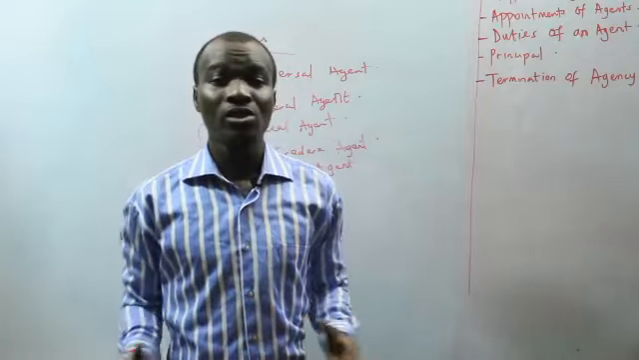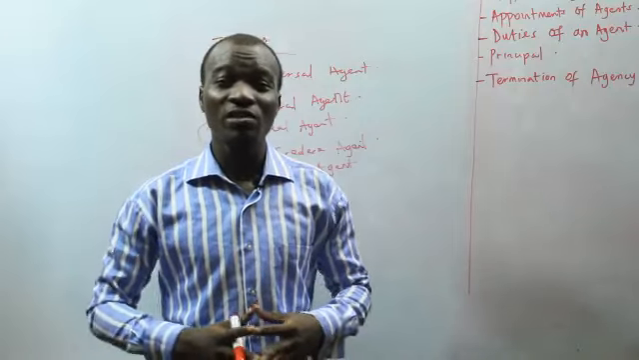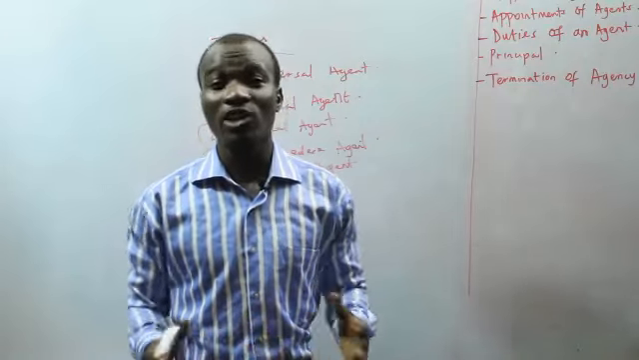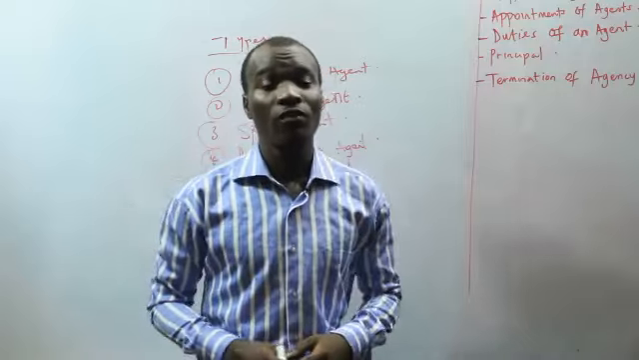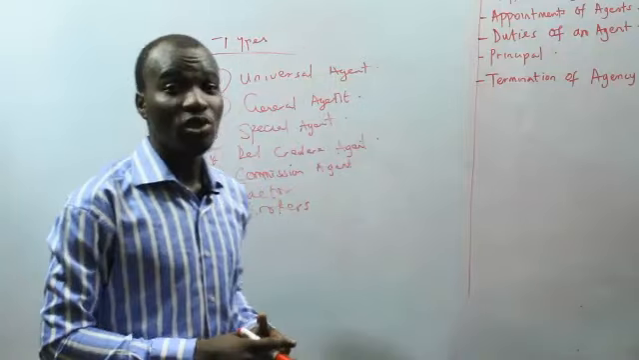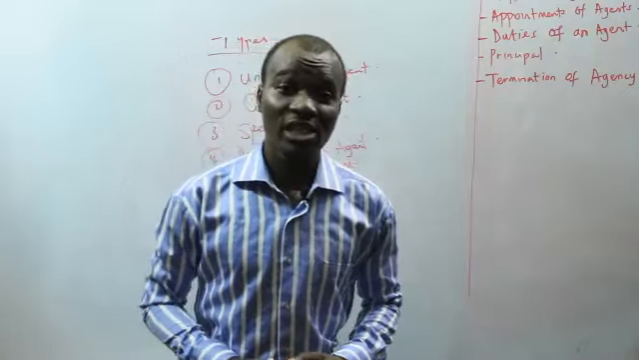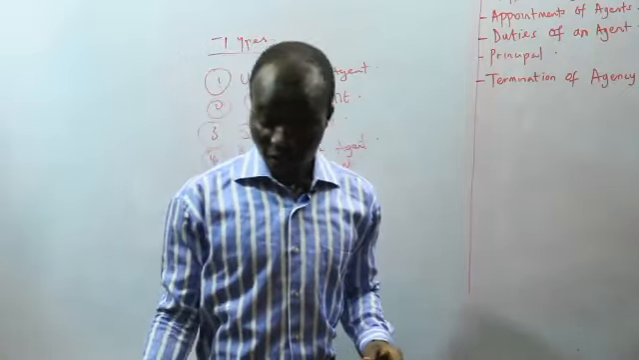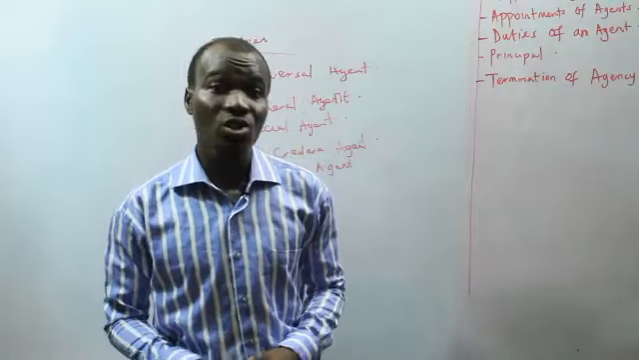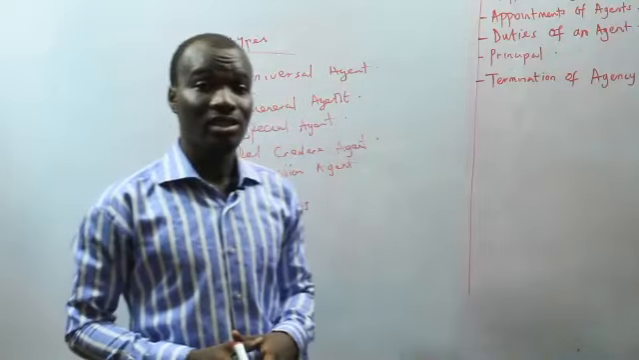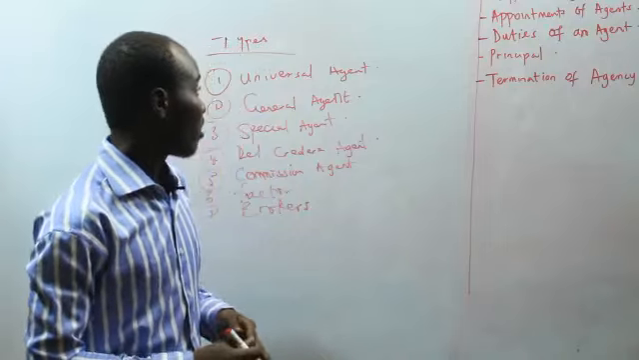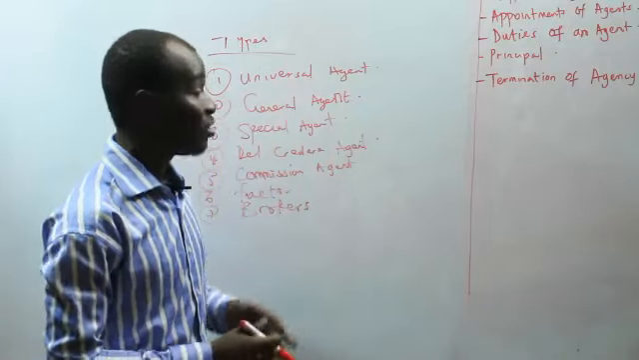He is not restricted in his performance. He can perform any kind of action in the contract of agency. So any agent whose authority is not restricted in the contract of agency, and who can perform any form of duties as granted by the agency, is called what? A universal agent.